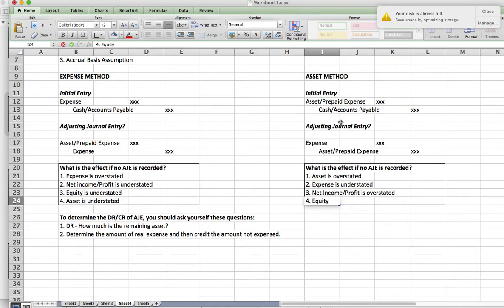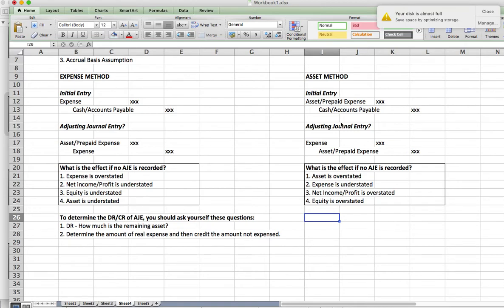The equity would then be overstated. Bakit overstated si equity? Akala natin marami tayong net income. So, overstated si equity. Pero kung sana ni-record natin yung adjusting journal entry, hindi naman dapat yan overstated. Tama lang dapat.